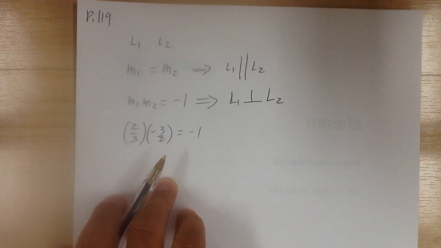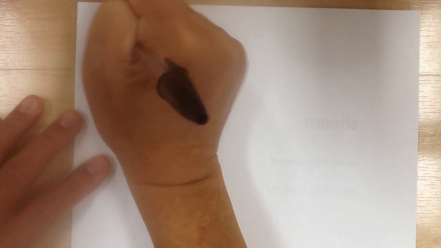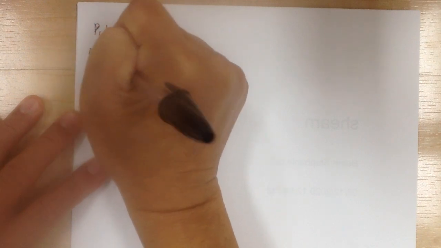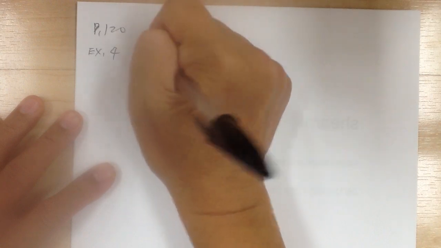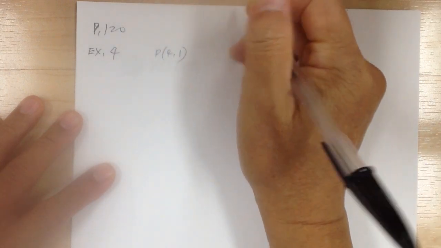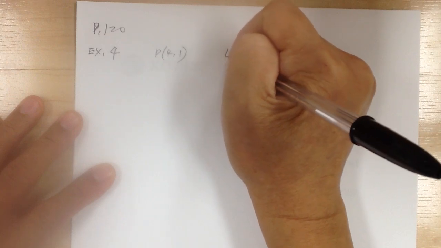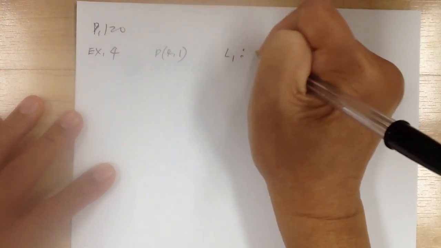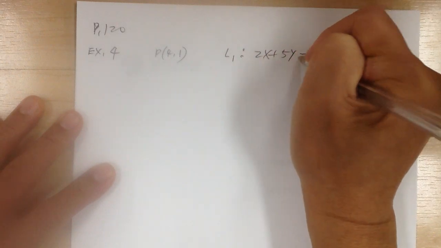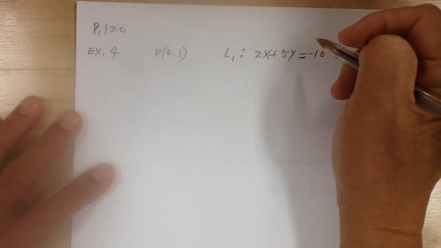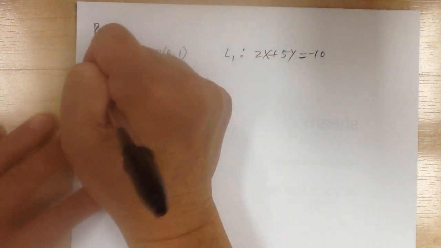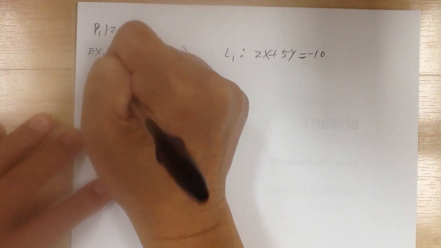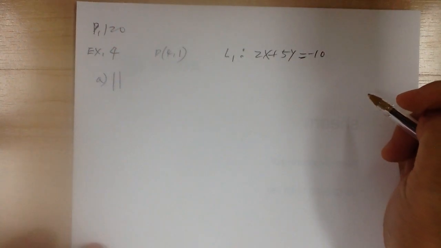Okay, so let's go to example 4. It says let P be the point (4, 1), and L1 is 2x plus 5y equal to negative 10. So A, you're looking for a parallel line.